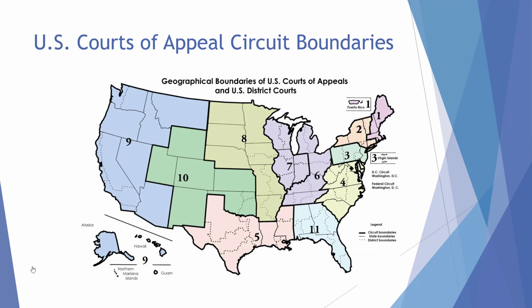So here are the circuits here. As you can see, there are 11 numbered ones, the D.C. Circuit and the Federal Circuit. The interesting thing is that the First Circuit up in Boston has Puerto Rico. The Third Circuit in Philadelphia has the Virgin Islands. The Ninth Circuit has a lot of the Pacific territories. I just think it's interesting how some of these things get put together.